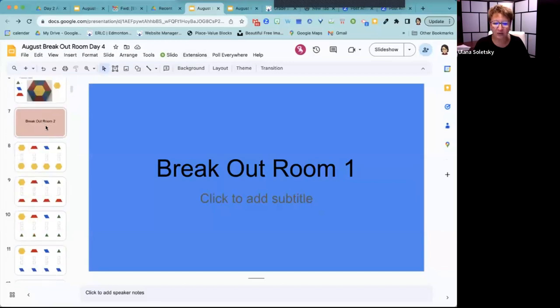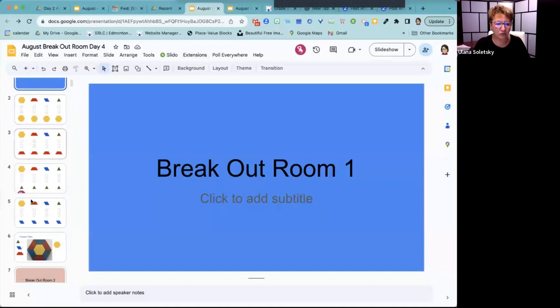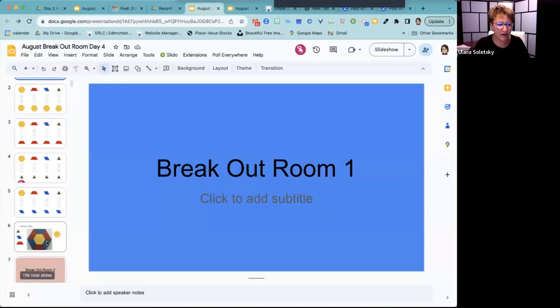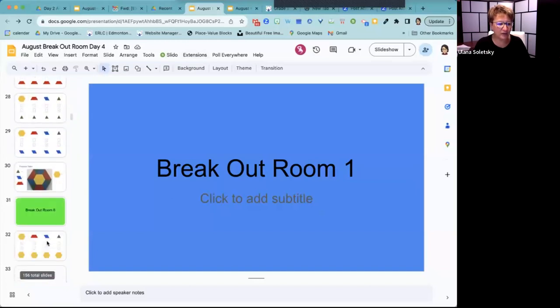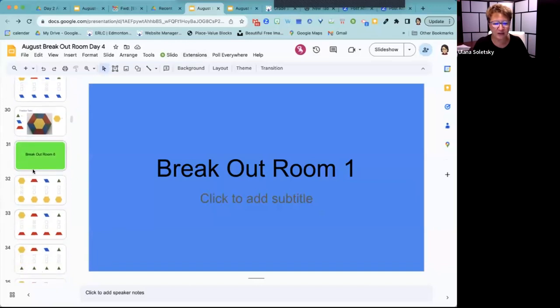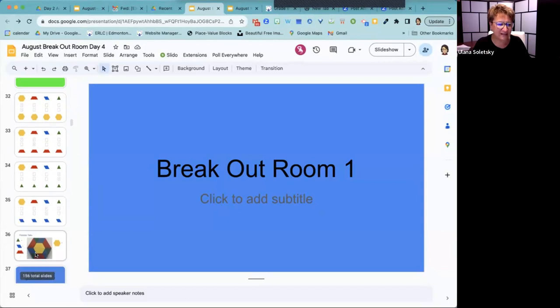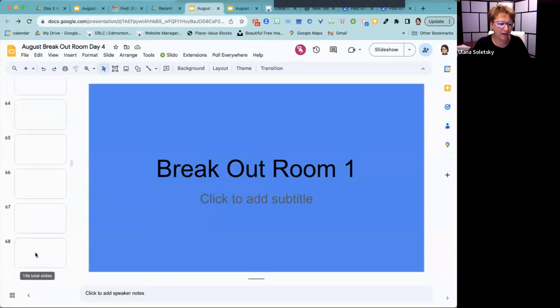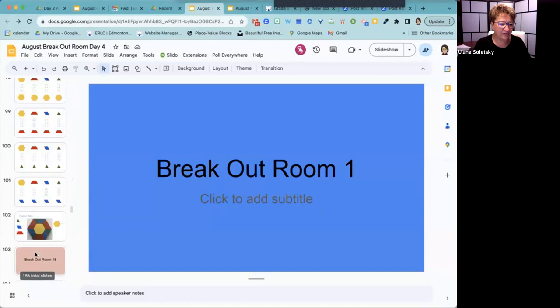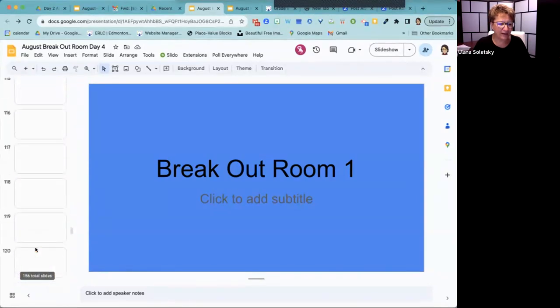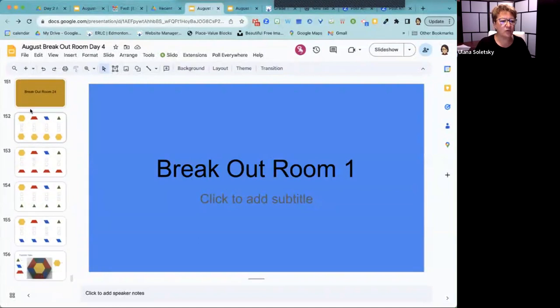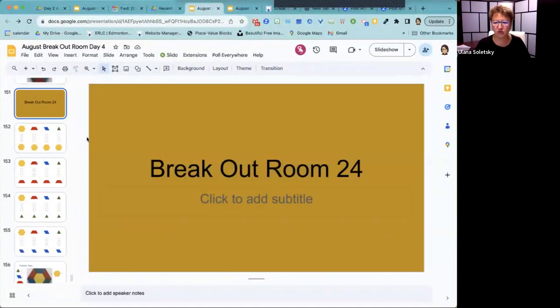So for example, people in breakout room 1 would go to this one here. I tried to make each breakout room a bright color. Breakout room 6, you would use these slides. All the way to breakout room 18. We won't need this many, but I'm going to go all the way to breakout room 24 because I know I don't need these slides.